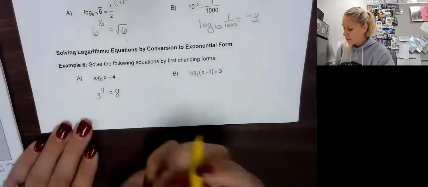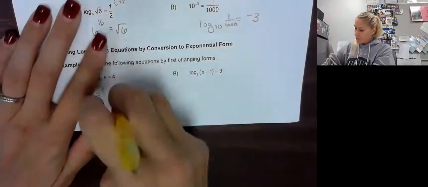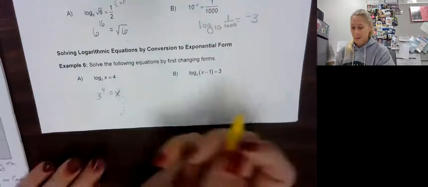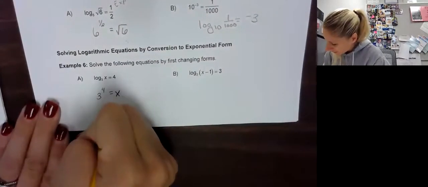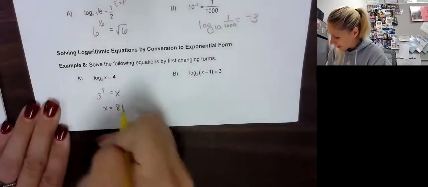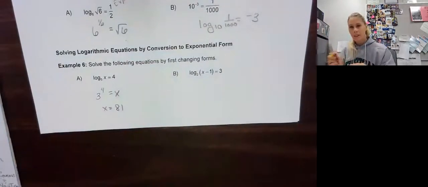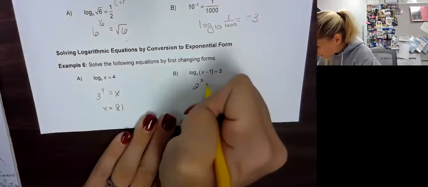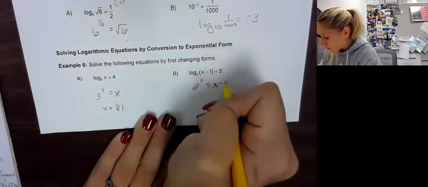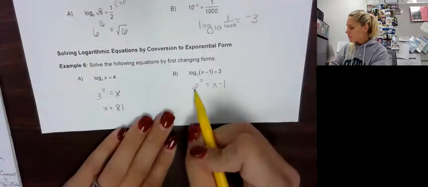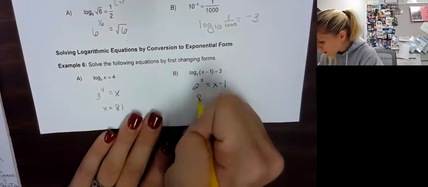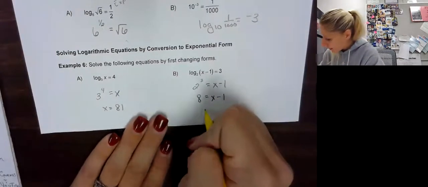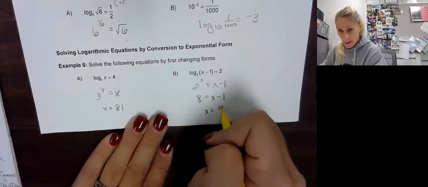This one's really nice, right? All we got to do is put it in the calculator, right? So we get x equals 81. That one was nice. This one we're going to have to do a little bit more algebra. We have our base is 2, our exponent is 3, and we have x minus 1. So let's solve. 2 cubed is 8 equals x minus 1. So x equals 9. Okay?